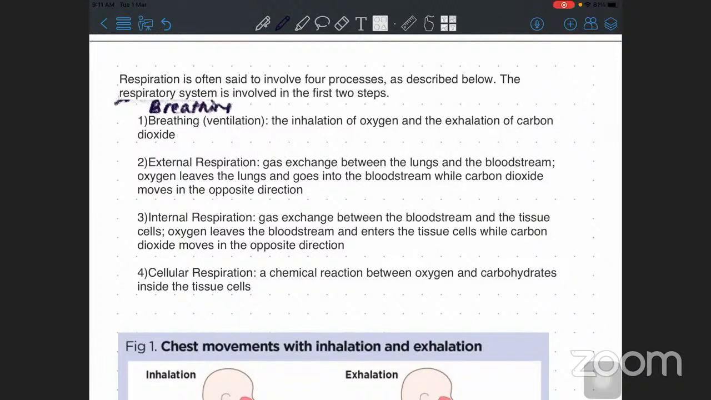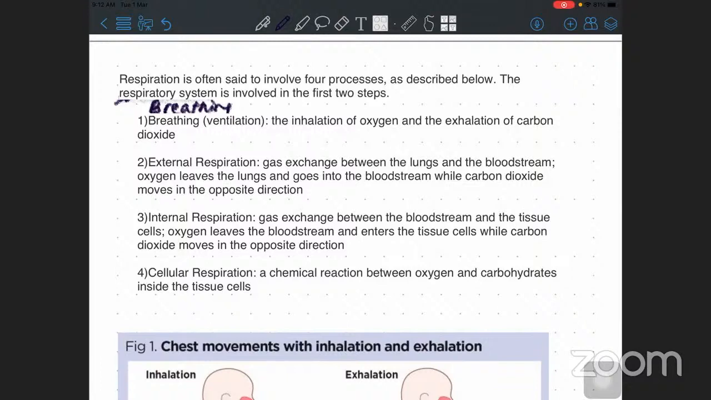Okay, so we have four steps, but breathing is involved in the first two steps. The first is ventilation, the inhalation of the oxygen. That means the body takes in the oxygen and pushes out the carbon dioxide. The next one is external respiration, the gas exchange between the lung and the bloodstream. Oxygen leaves the lung and goes into the bloodstream, while carbon dioxide moves in the opposite direction.